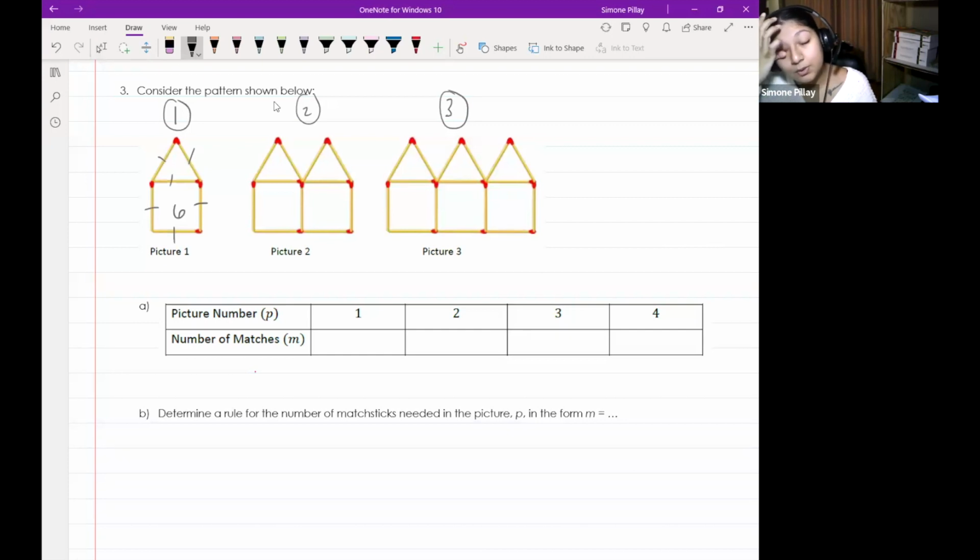Okay. So we have 6 matches in the first one. In the second one, I'm not going to recount all the matches. I'm just going to count the new matches that have been added. So I know there's 6 here, 7, 8, 9, 10, 11. There are 11 matches here, so with these 2 houses, there were 11 matches. 12, 13, 14, 15, 16. And so let's see what we did to get from one term to the next. We added 5 and we added 5.